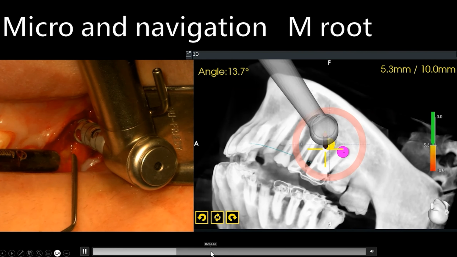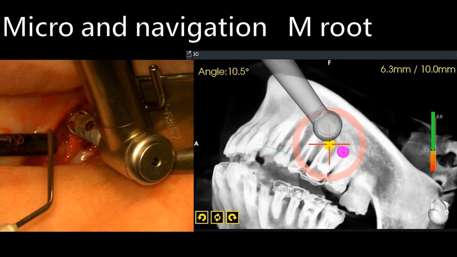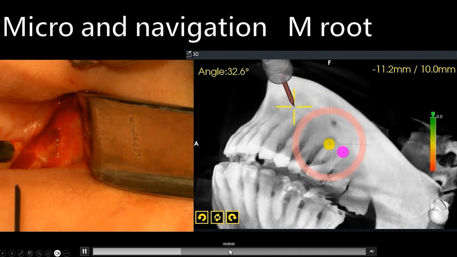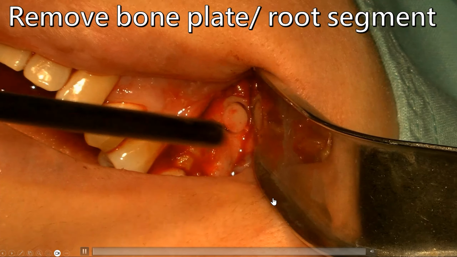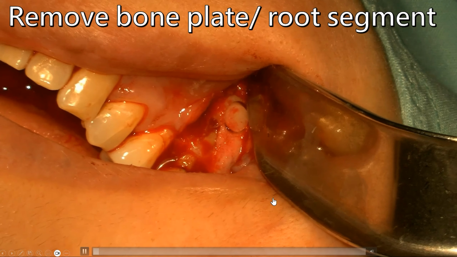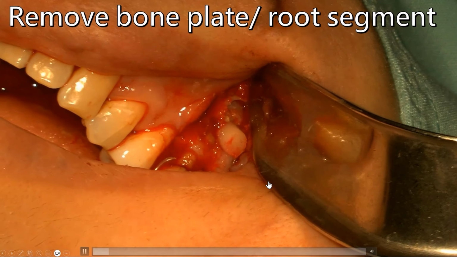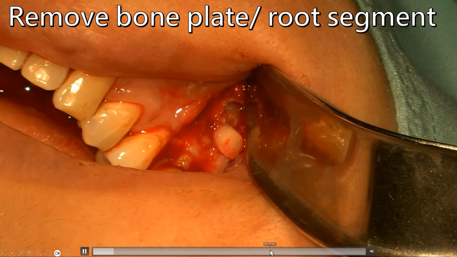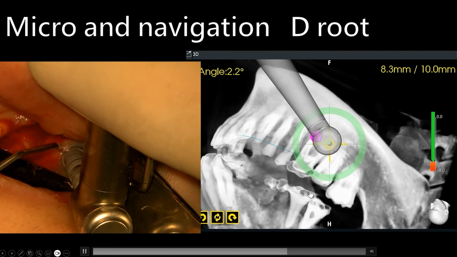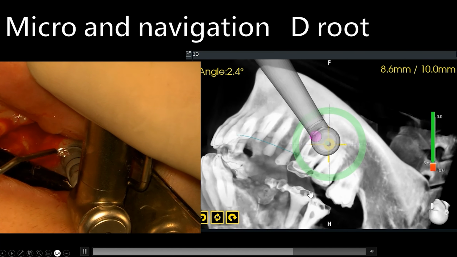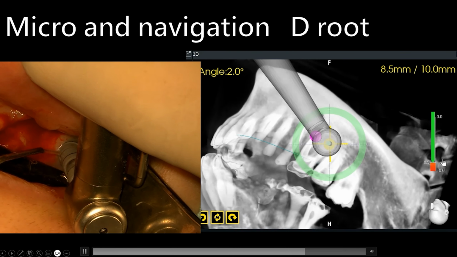This is the training procedure of this tooth. I only have six minutes left, so I'll jump to here. As you can see, if it becomes green, that means you are almost there. You can also find the angulation and the depth when you are treating here.